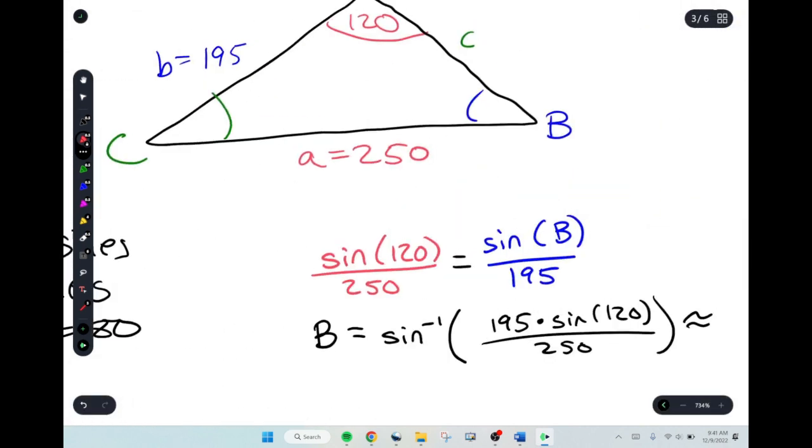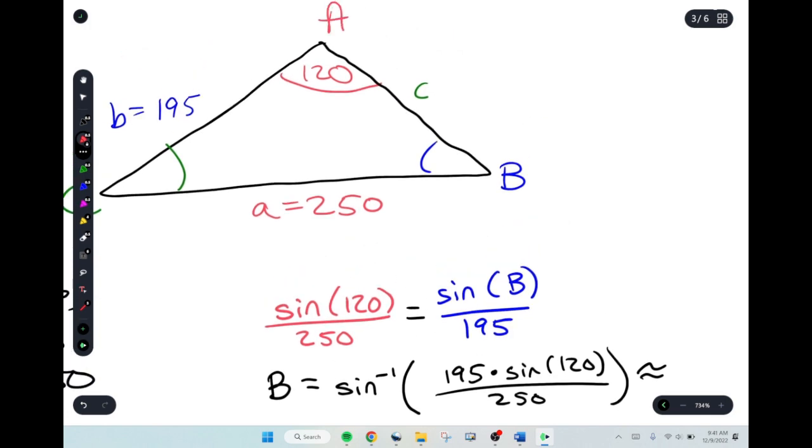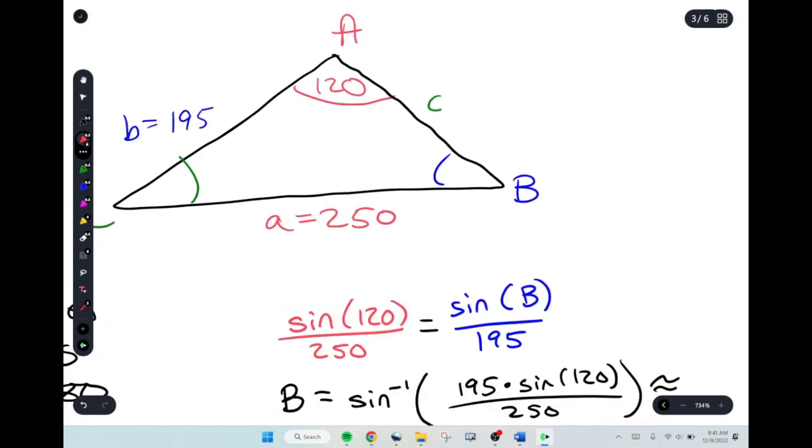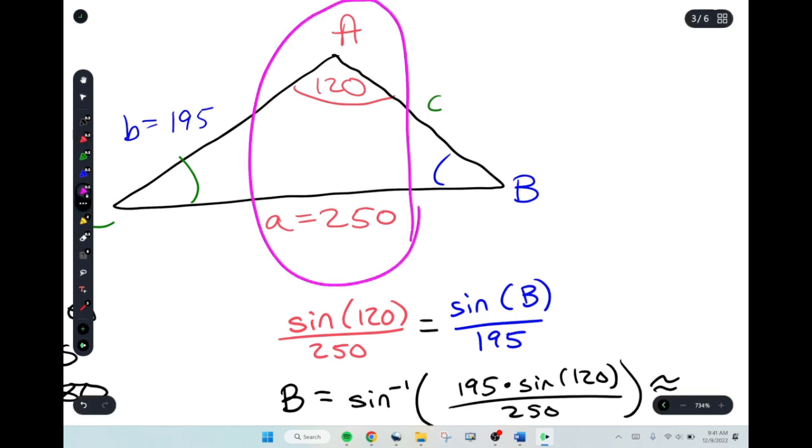This one, they let us skip straight to the law of sines because they were nice enough to give us this. This is what matters the most right there. That matching thing matters so much, because that's what really gives it to us.